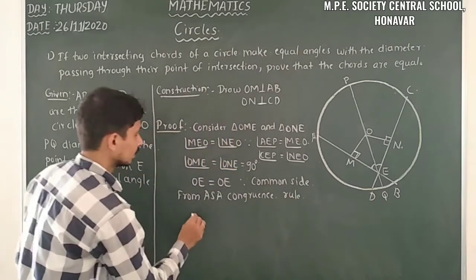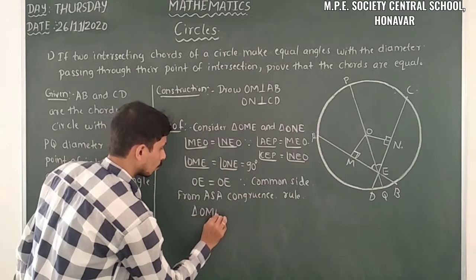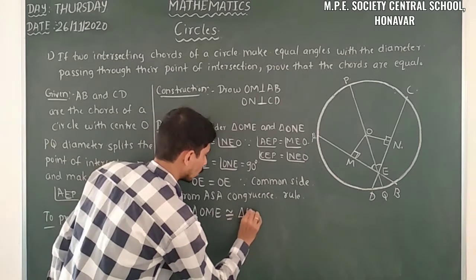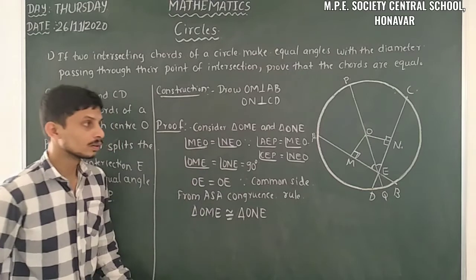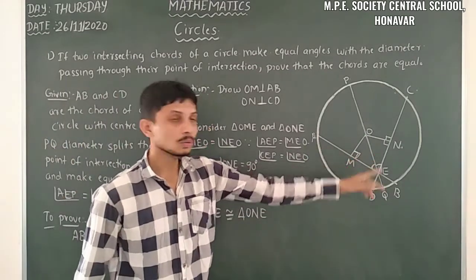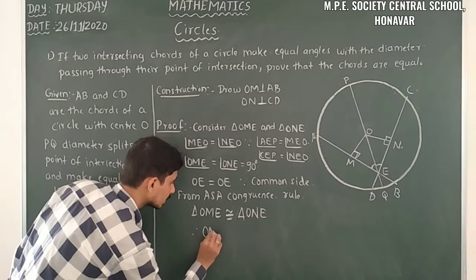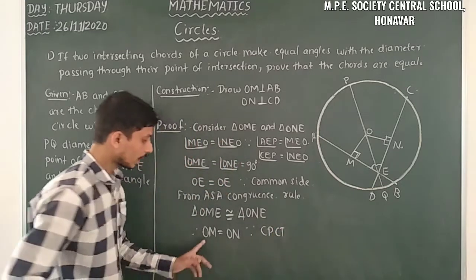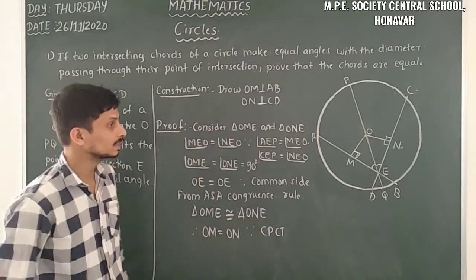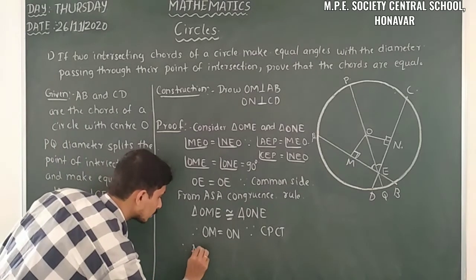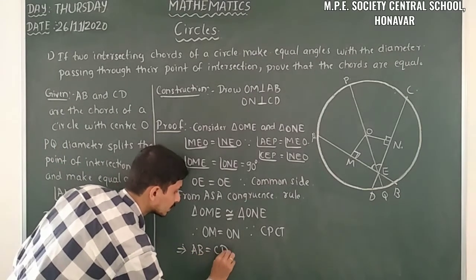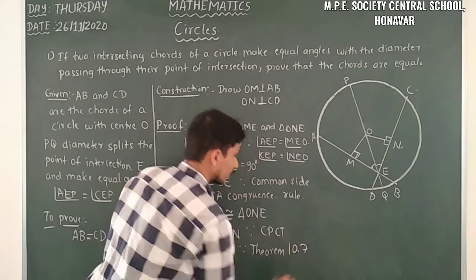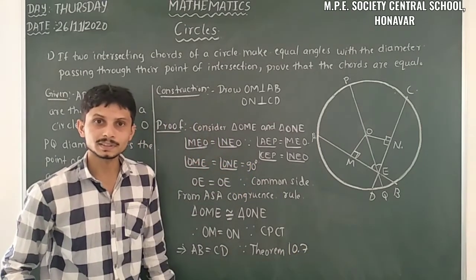So we can take triangle OME is congruent to triangle ONE. Therefore OM is equal to ON because of CPCT. When OM is equal to ON, then we can take AB is equal to CD. This implies AB is equal to CD because of theorem 10.7.